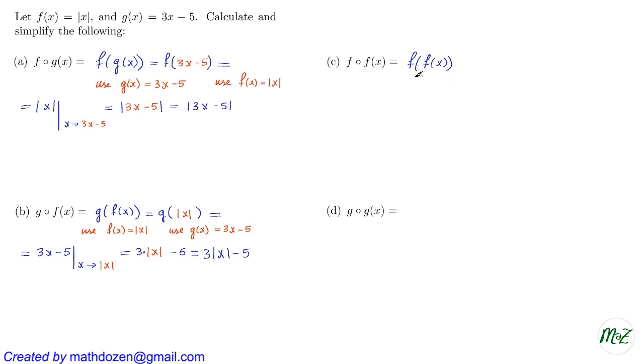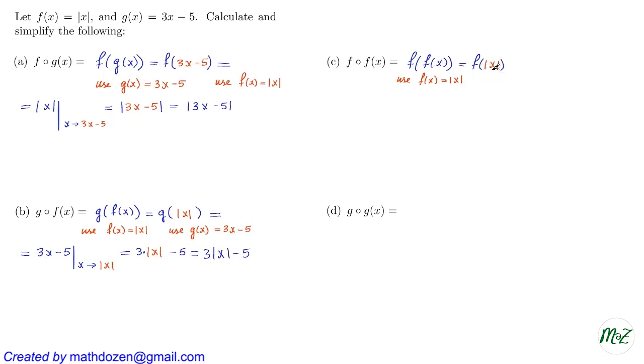So moving on to the third composition. This could look tricky. So it's f circle f of x. So this is f applied to f of x. So how to unravel that? Well, you start with the innermost. So f of x is the same as absolute value of x. So what you're looking at is the innermost function getting replaced by absolute value of x.